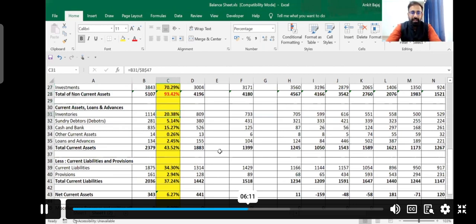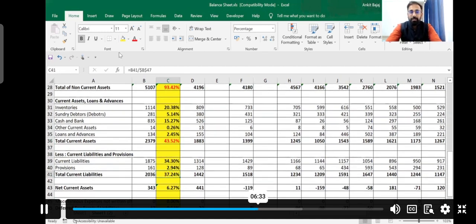The total weight of inventory is 20.38%, and the total weight of current assets is 43.52%. You might be thinking, sir, the total weight of non-current assets is 93%, and here the total weight of current assets is 43%, so it will cross 100%. Definitely it is crossing 100%, but we have to consider current liability also, because companies usually use a different format. If you calculate the net of current assets and current liability, you will get 6.27%.